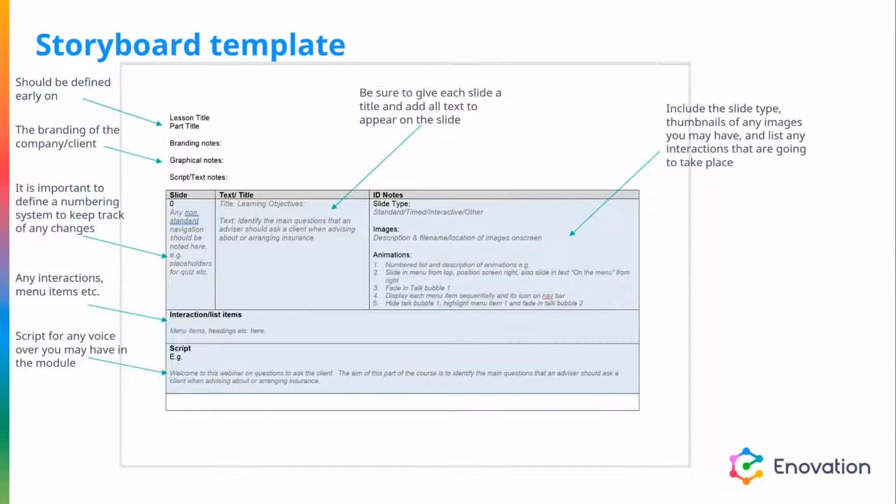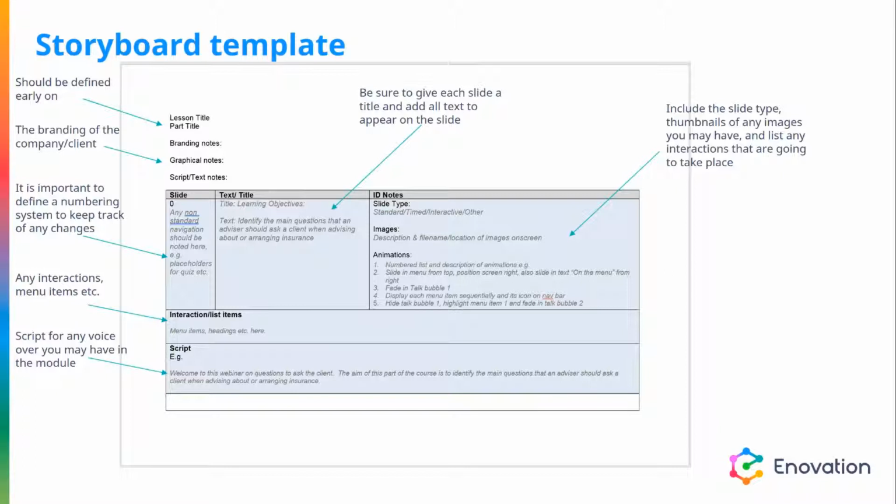So let's start with the storyboard, now that we've spoken about it. We know what it is. So here is a template, and this is one that we use ourselves here at Enovation to keep track of how each slide in the module will look. As you can see on the slide here, we have various pieces of information. We have our lesson title.